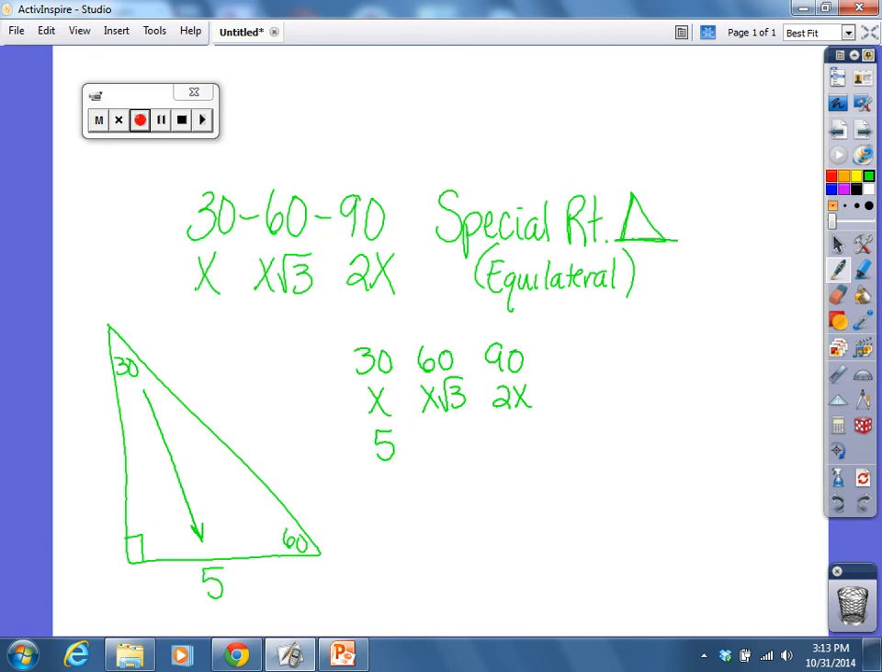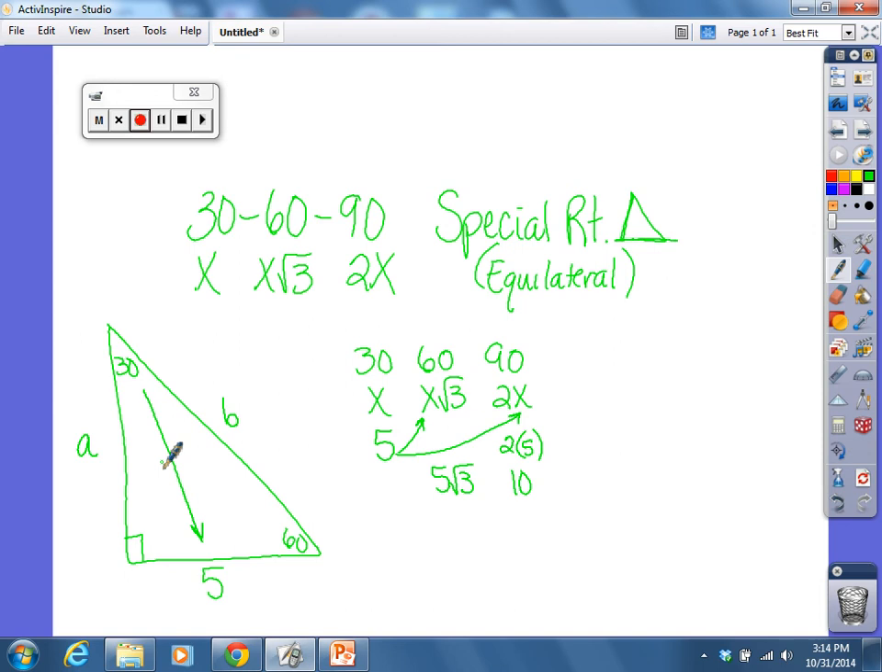Now if you notice, that 30 is my x. That x is the same exact x for 60 and for 90. They're no different. So I'm going to take that 5 and I'm going to plug it in. I'm going to substitute it. So when I substitute for my 60, I get 5 square roots of 3. And when I substitute for my 90, I get 10. So now I know all the legs. Let's pretend that this is A and this is B. So across from my 60 is my A, so it would be 5 square roots of 3. And across from my B is 10.